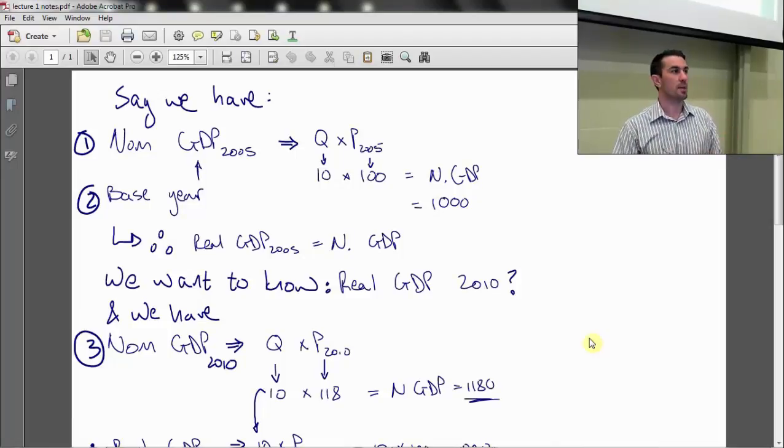The key distinguishing factor obviously between nominal and real GDP is that the value of real GDP is calculated by taking the value of nominal GDP and adjusting it for the effects of inflation. In other words, adjusting it for any of the changes in the price level.